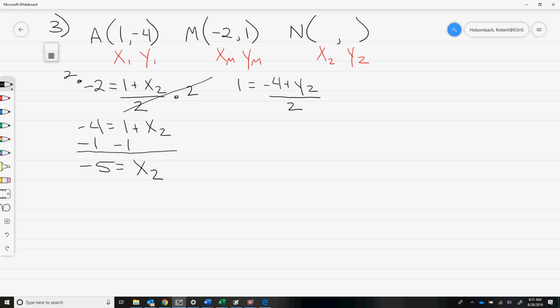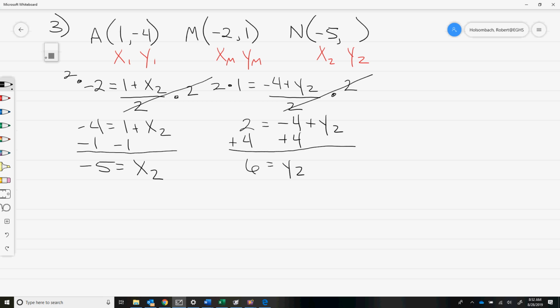On this right-hand equation, you multiply both sides by 2. 2 times 1 is 2 equals -4 plus your y sub 2. You add 4 to each side. And 6 equals y sub 2. So your x sub 2 is -5 and your y sub 2 is 6. And those are the coordinates for point N.